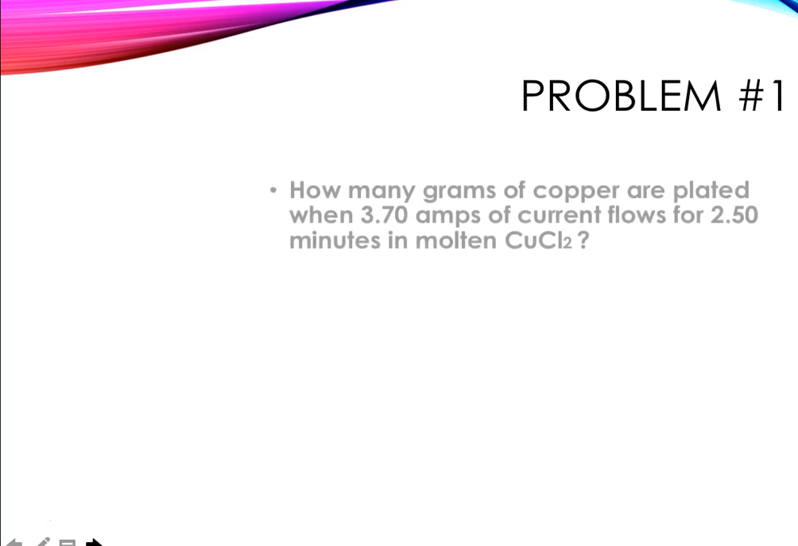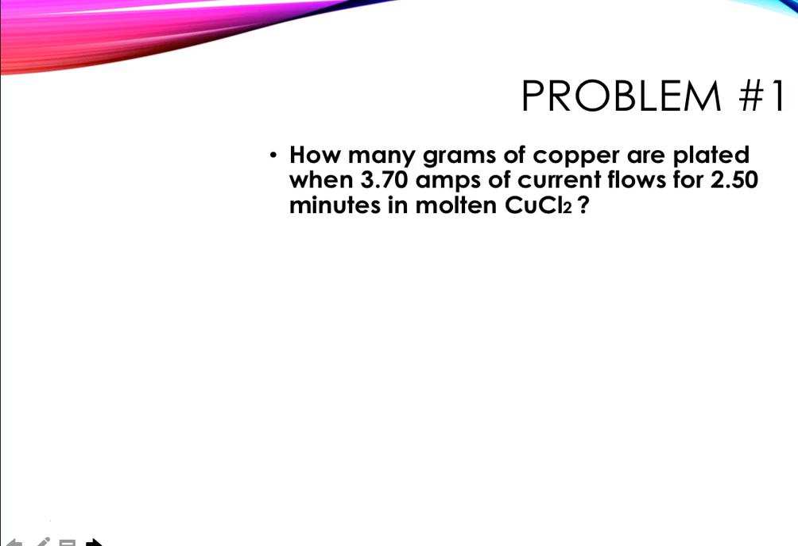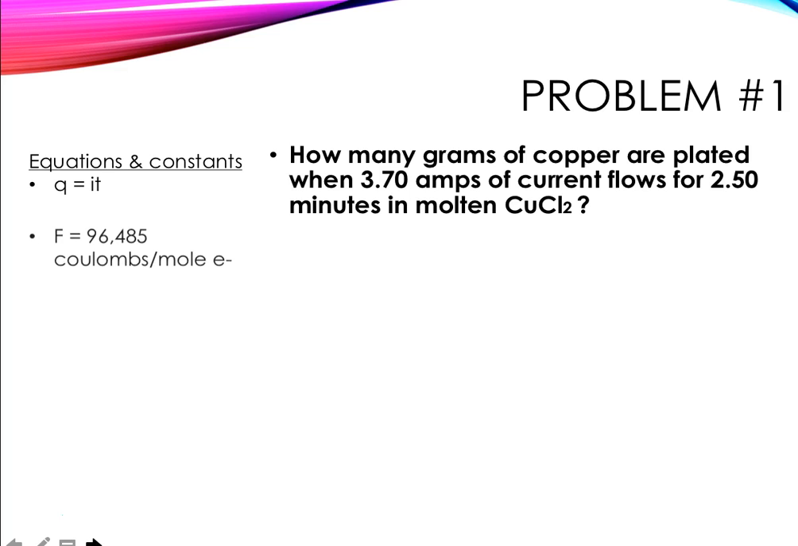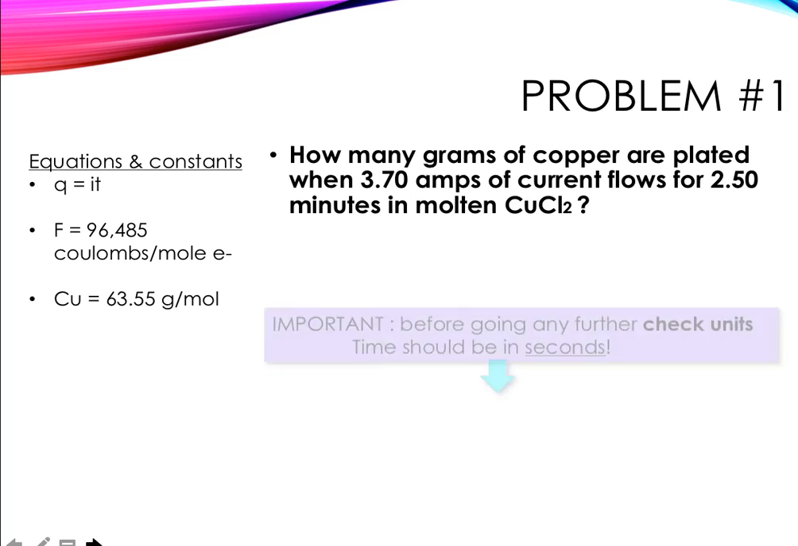How many grams of copper will plate out if 3.70 amps of current flows for 2.5 minutes in molten copper(II) chloride? So we have this really hot sample of copper(II) chloride. We do have a lot of equations. We know that the amps times the seconds will give us coulombs. And we know the Faraday, that's on your formula sheet. It's not like you have to memorize it, although students often find they use it so often that they end up remembering it anyway. The molar mass of copper is 63.55 grams per mole.